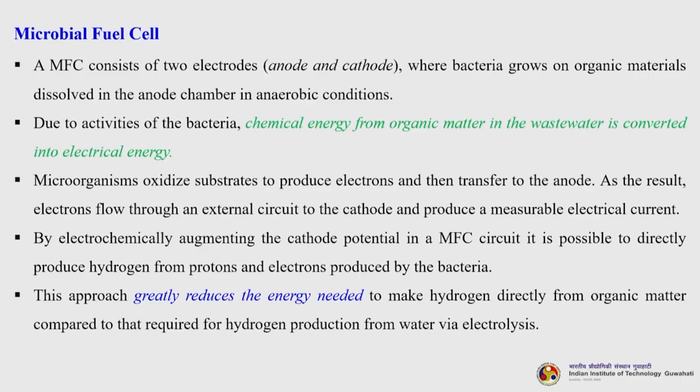If you recall, we have discussed MFC earlier also, but just to maintain the flow of this entire lecture, we are discussing it in a nutshell. So, by electrochemically augmenting the cathode potential in the MFC circuit, it is possible to directly produce hydrogen from protons and electrons produced by the bacteria. This approach greatly reduces the energy needed to make hydrogen directly from organic matter compared to that required for hydrogen production from water via electrolysis.